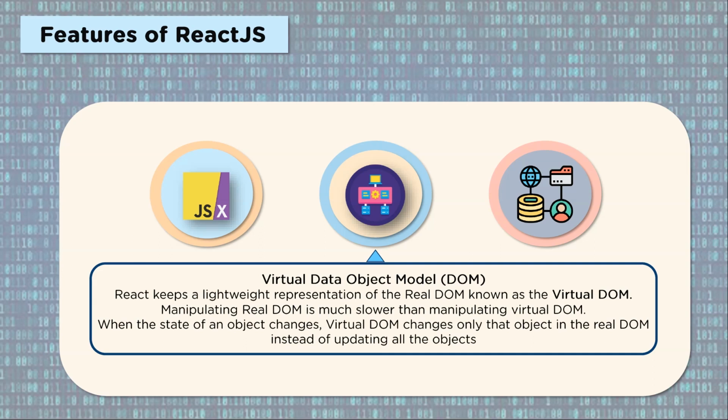When the state of an object changes, the virtual DOM changes only that object in the real DOM instead of updating all the objects. This saves a lot of time, because rather than generating a full tree shake and recreating the entire DOM tree structure of the page, working with the virtual DOM has this added benefit that React.js comes with, where it does not need to do a complete DOM tree rewrite for any update that you would want to do dynamically on the page.